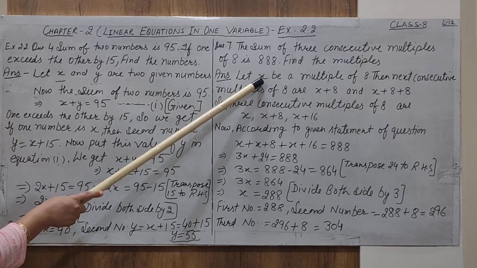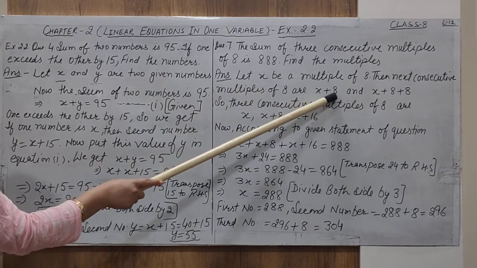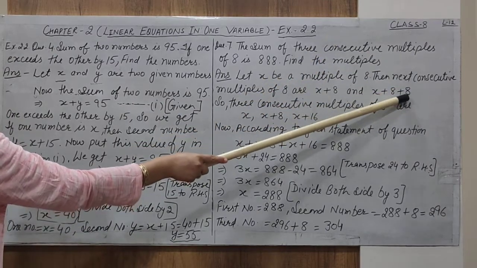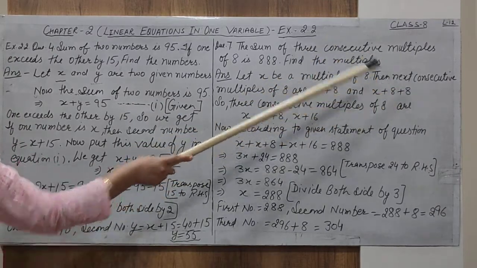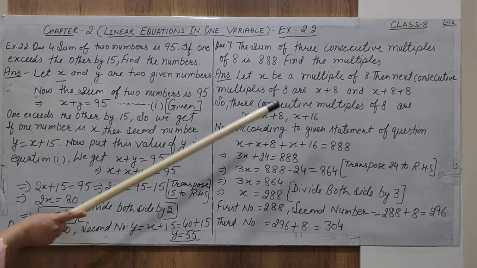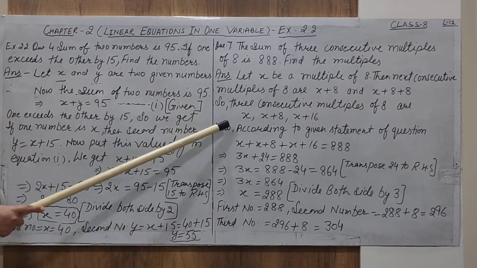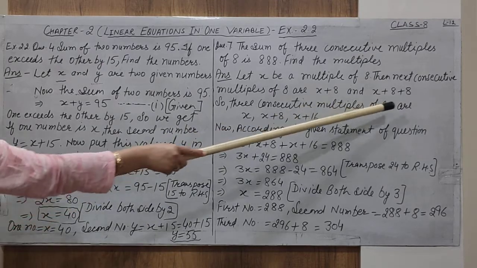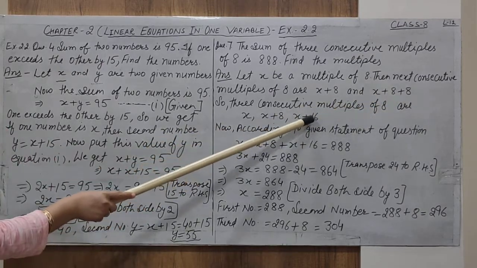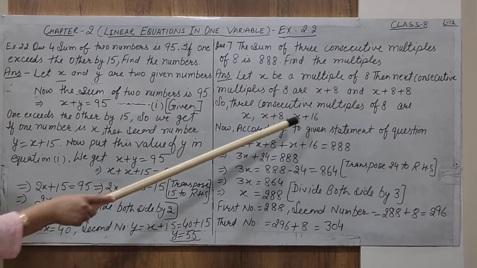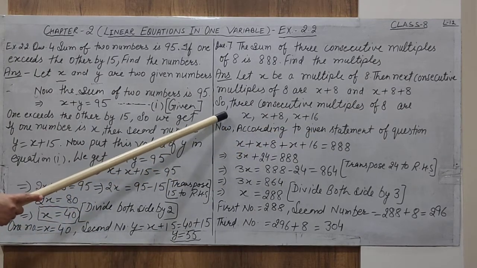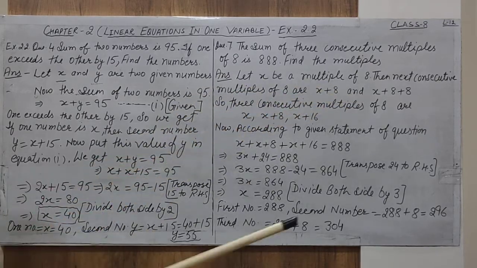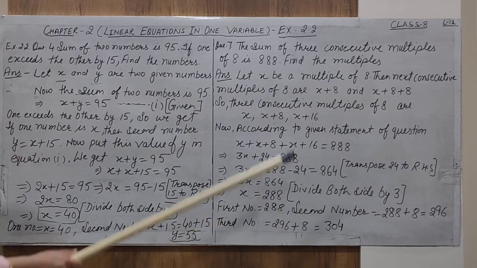The first number is x, the second number is x plus 8, and the next number is x plus 8 plus 8. You have to add 8 to get the next number. So three consecutive multiples of 8 are x, x plus 8, and x plus 8 plus 8, which is x plus 16. You just suppose the first one, and the second and third you must write by yourself, by your knowledge.